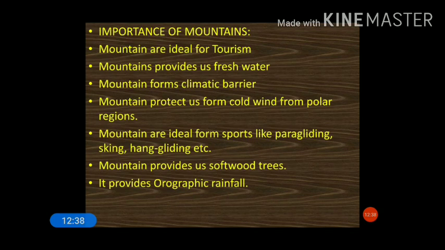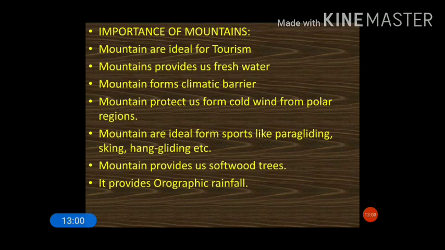Now coming to the next, mountains provide us fresh water. All the fresh water that we receive in the low lying areas is generally the melted form of snow and ice which were in the mountainous areas. So that fresh water is also supplied by the mountains.